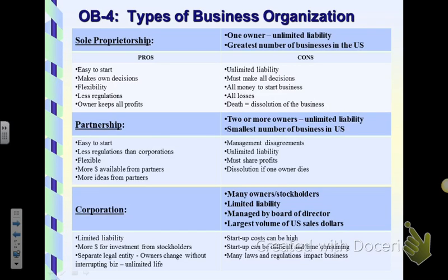Okay, corporations. So the corporation has some big benefits. You can have a lot of people own a corporation. The liability is limited in corporations. They are managed by a board of directors, and they're the largest volume of dollars in terms of sales. The benefits are the limited liability and more money for investment. They are a separate legal entity from the owners, and if something happens to one of the business owners, the business operations are not interrupted.